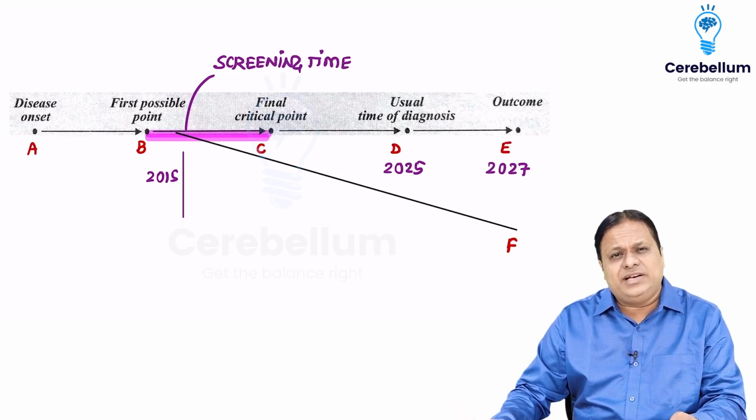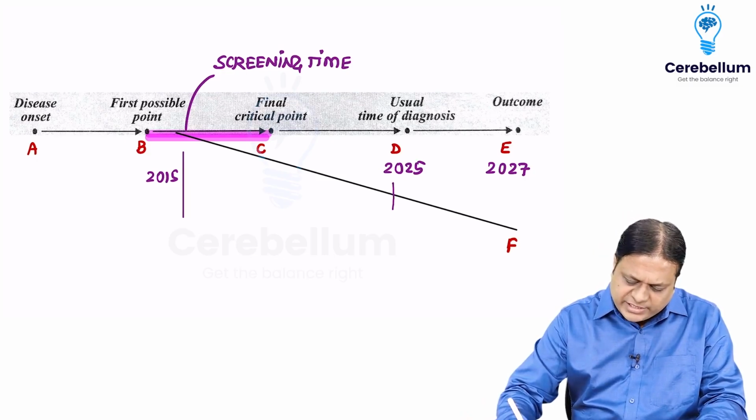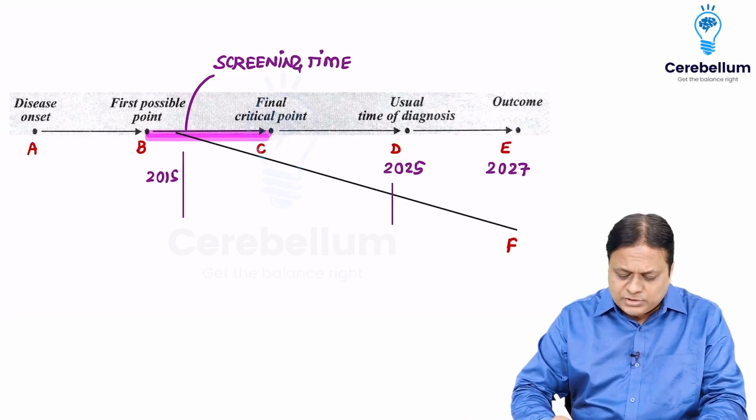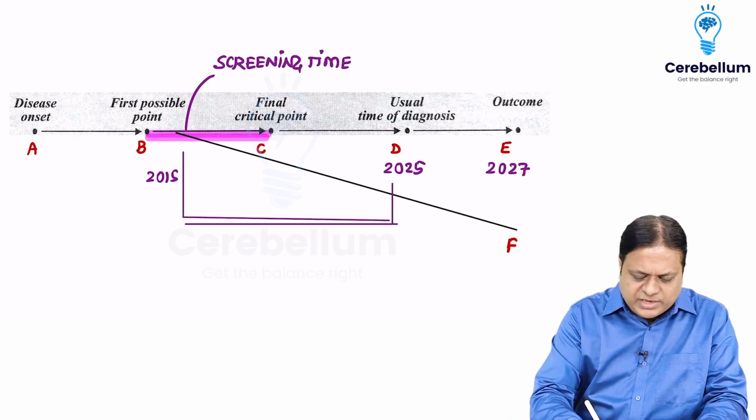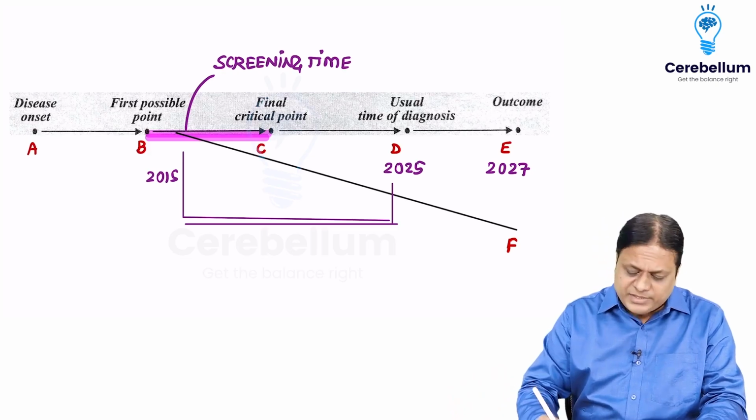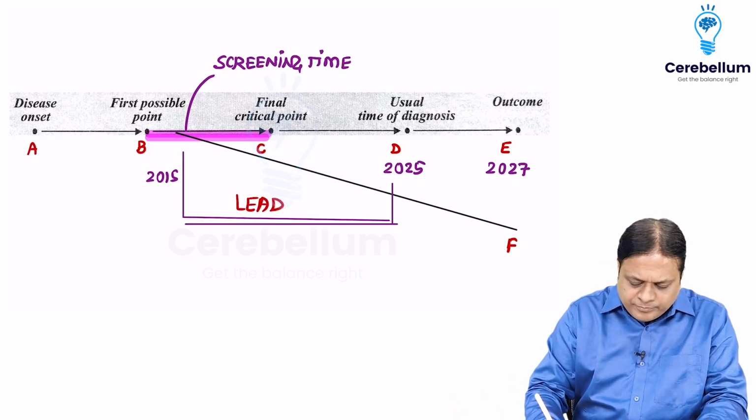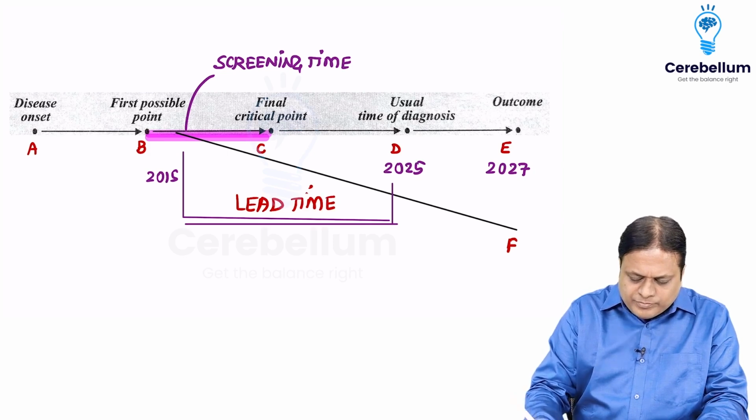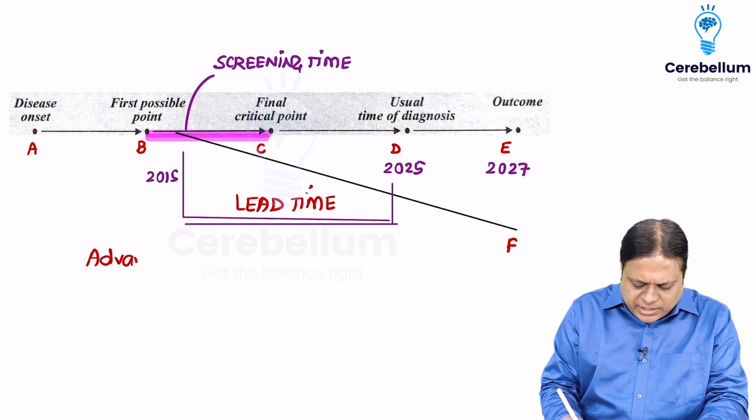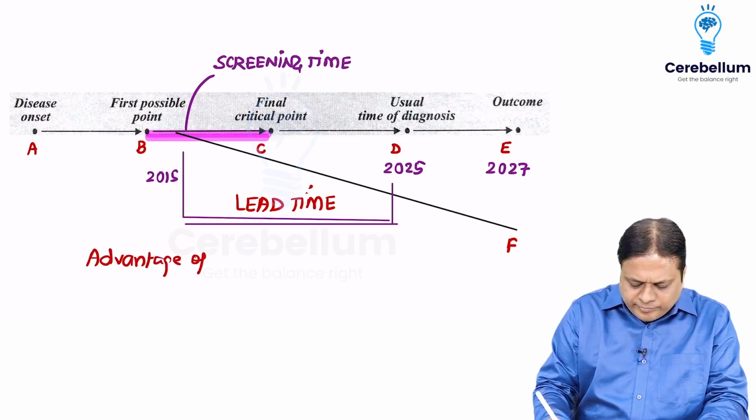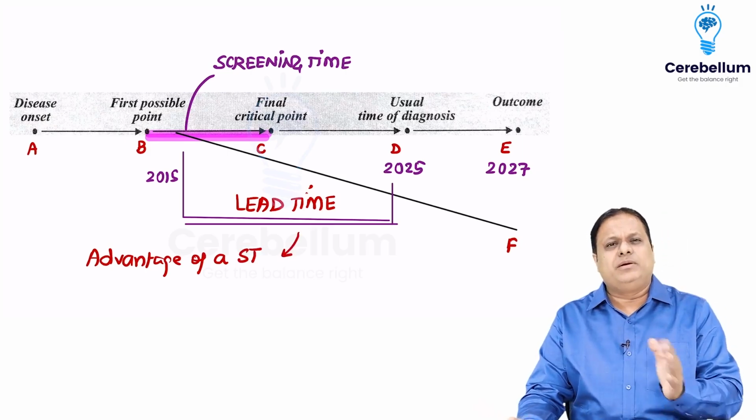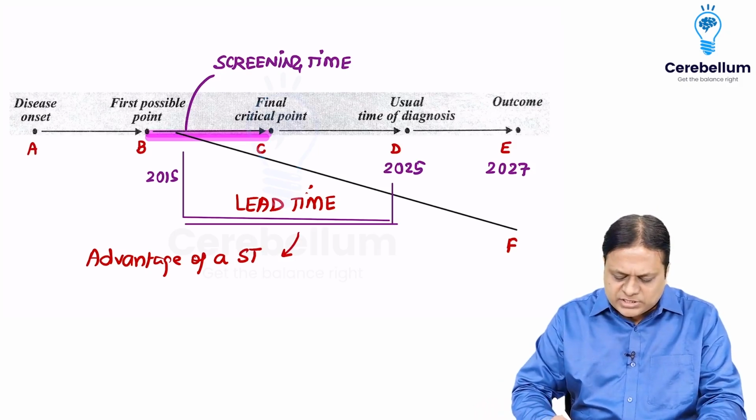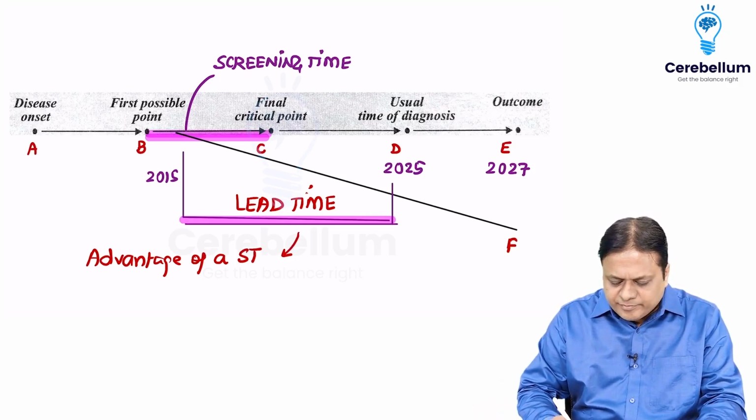In case she didn't come for screening, she directly comes with the signs, symptoms or progression of disease. You will detect disease here 2025. So what is this gap known as? This gap, without screening when you will detect, with screening when you will detect, is known as lead time. This is the advantage gained by a screening test. So early detection, better treatment, better prognosis, better survival. So this is your lead time.